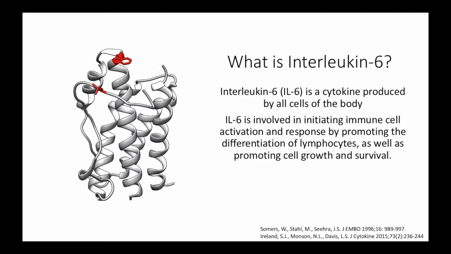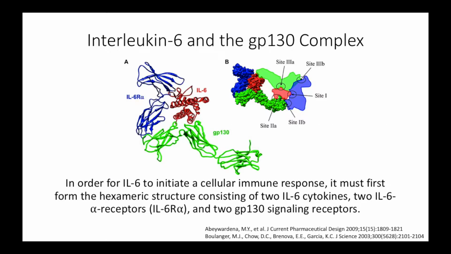Interleukin-6 is constantly present in the body. However, when the body is subject to injury or infection, interleukin-6 levels become elevated. In order for interleukin-6 to initiate an immune response, it must first form a hexameric complex consisting of two IL-6 cytokines, two IL-6 alpha receptors, and two GP130 signaling receptors.